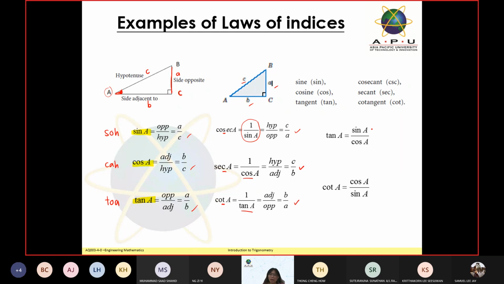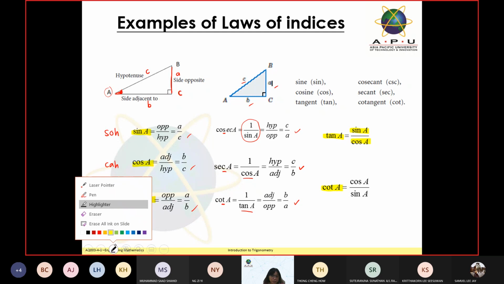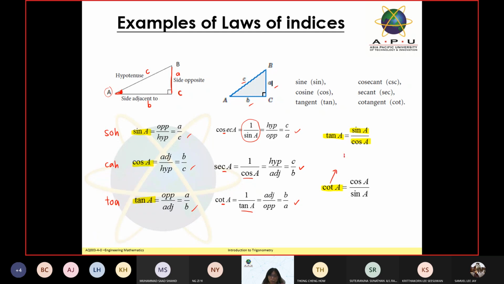Now there's another relationship between the sine, the cos, and tangent. For your recap, tangent A equals sine A over cos A. Since tangent is sine over cos, and cotangent is 1 over tangent, the cotangent will be cos over sine. This one is upside down. Is that okay?